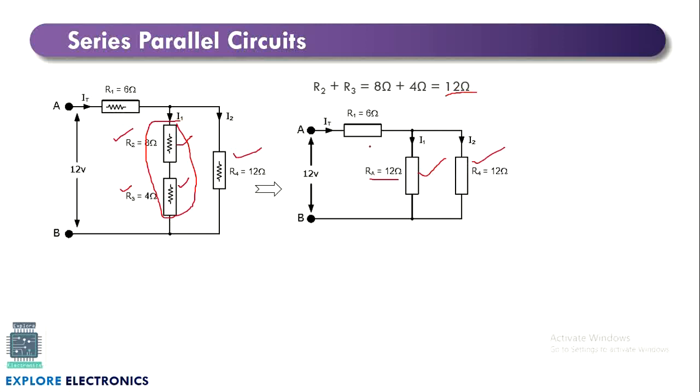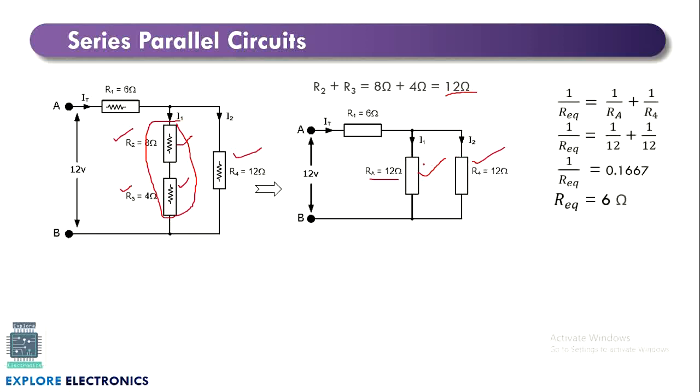By taking this and this, you can't say it is series. Why? Because there is a parallel branch here. So these two are connected in parallel. First we need to get the equivalent of these two. By taking the equivalent of these two, 1 divided by 12 plus 1 divided by 12 is equal to 1 divided by R equivalent. For this it gives 6 ohms. R equivalent is 6 ohms for these two.